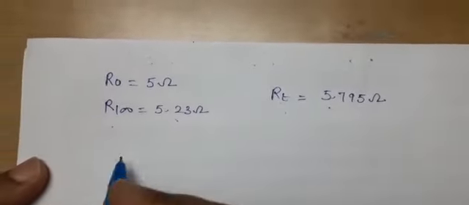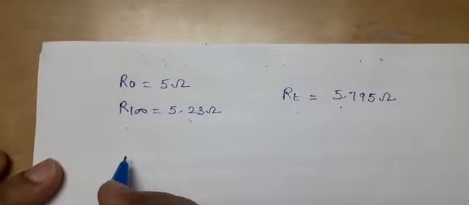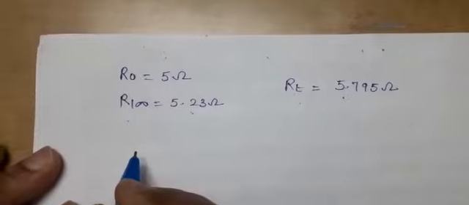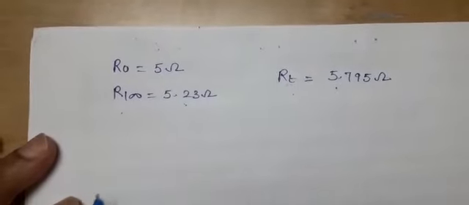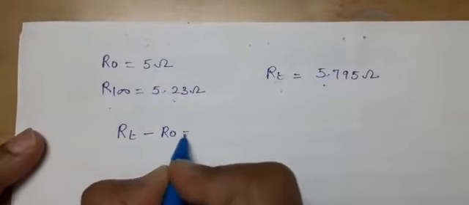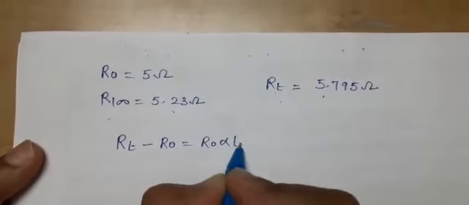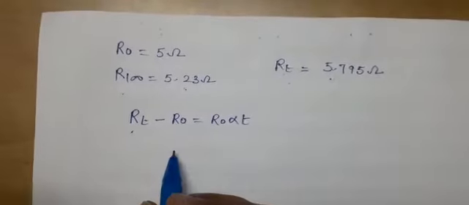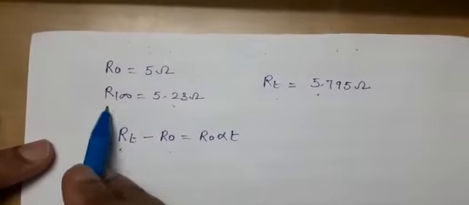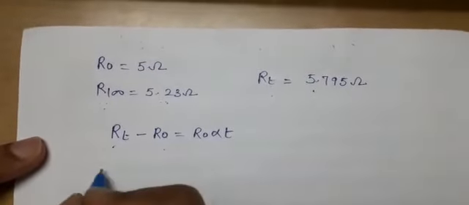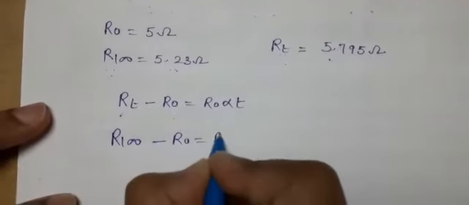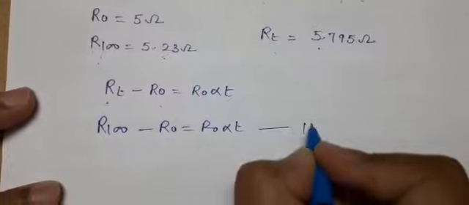So basically, as we have done the concept of temperature coefficient of resistance, but here the temperature coefficient of resistance has not been specified. No information regarding that. So let us take RT minus R naught equal to R naught alpha T. Now as per this formula, at 100 degrees Celsius, resistance is given to be this one. So we will write it as R100 minus R naught equal to R naught alpha T. Let it be equation 1.